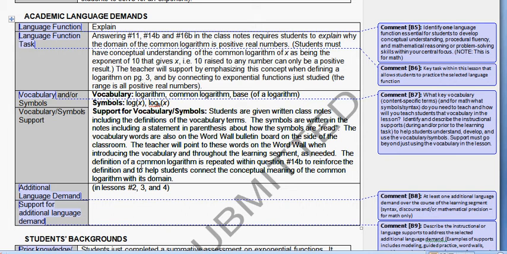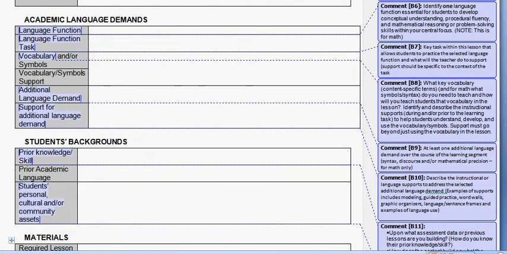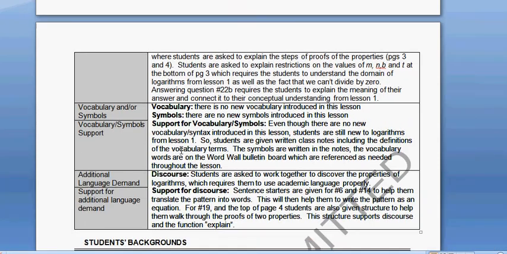And then also the definition of a common logarithm is repeated within a question to reinforce the definition and help students connect the conceptual meaning of the common logarithm with its domain. So anytime you're learning some new word, if you can connect it to something you already know, in other words, hear another word that has the same meaning, or in the sense from math, just connect the meaning to something they've already heard of, that's going to be a way to support that vocabulary.